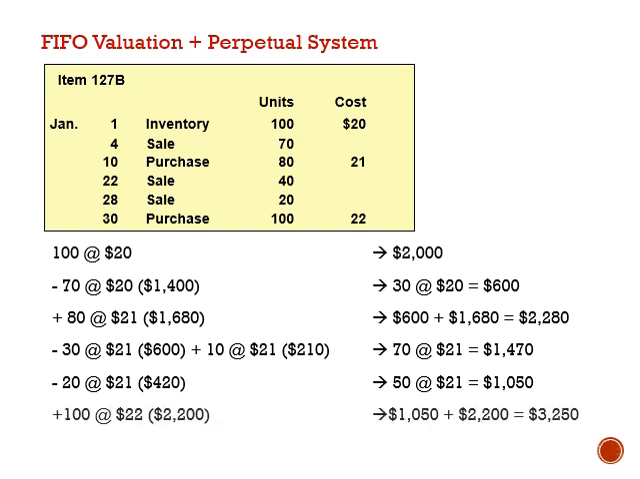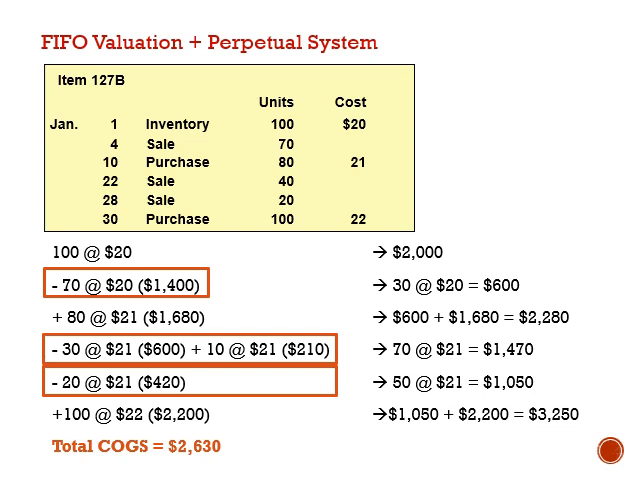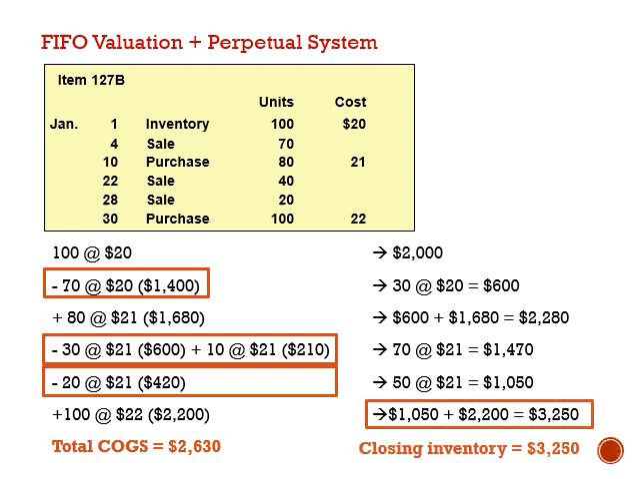$1,050. On 30th of January, there is a purchase of 100 units at $22 per unit, which, adding that to the existing balance of $1,050, we have the total cost of inventory at the end of the month to be at $3,250. And we can determine the total cost of goods sold for the month by adding the cost of goods sold from every sale made, and we get a total of $2,630. The closing inventory is already determined at $3,250.